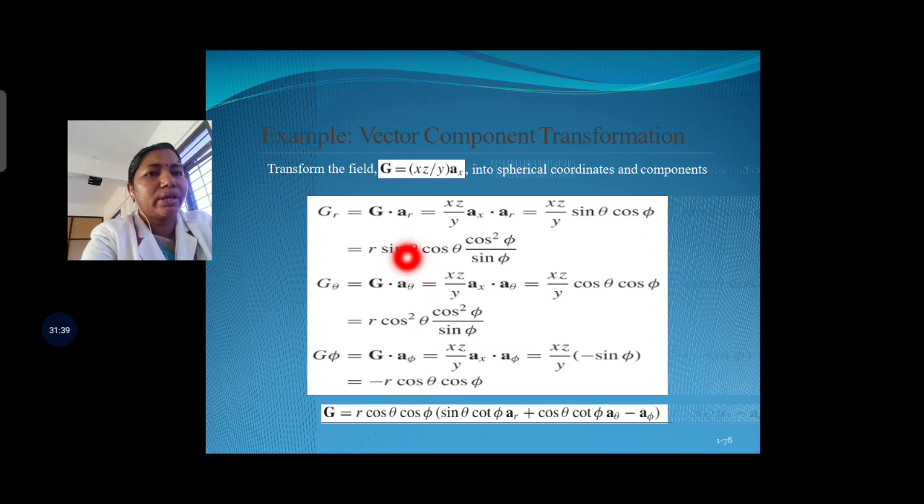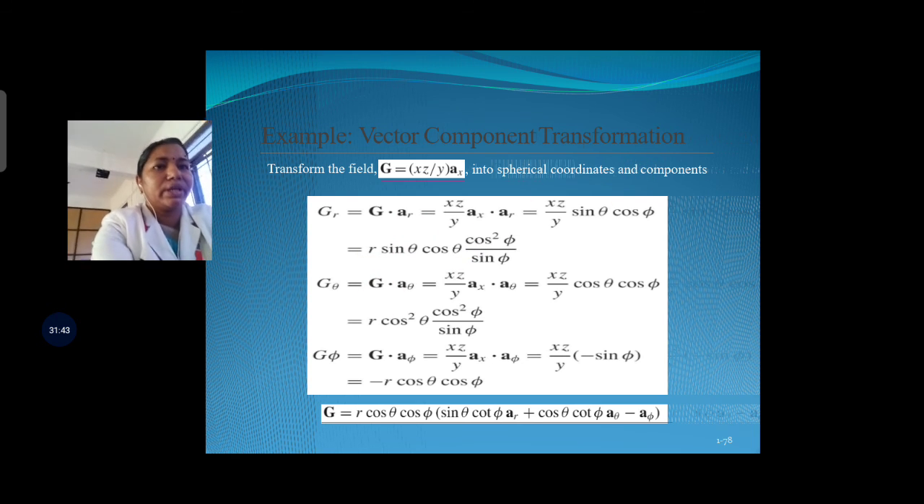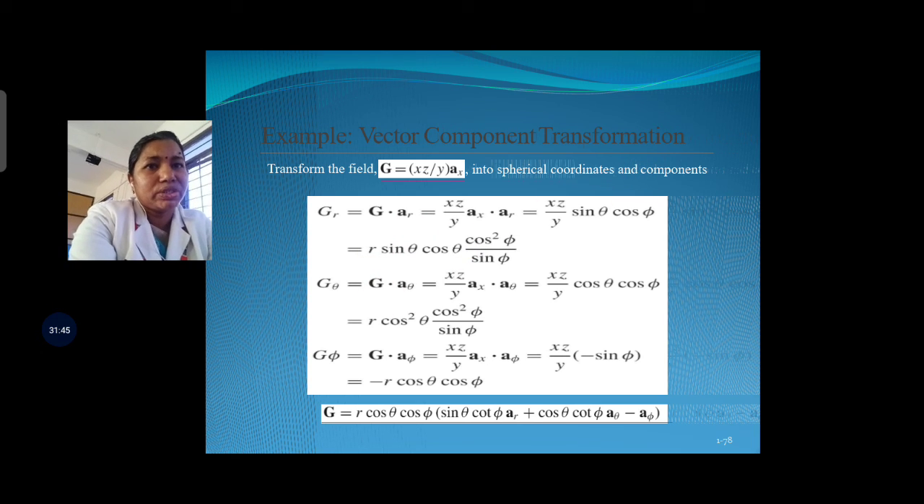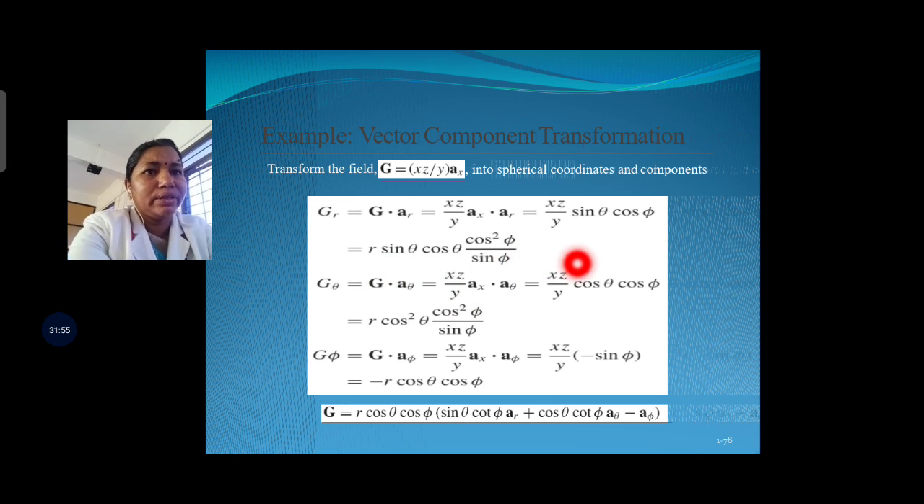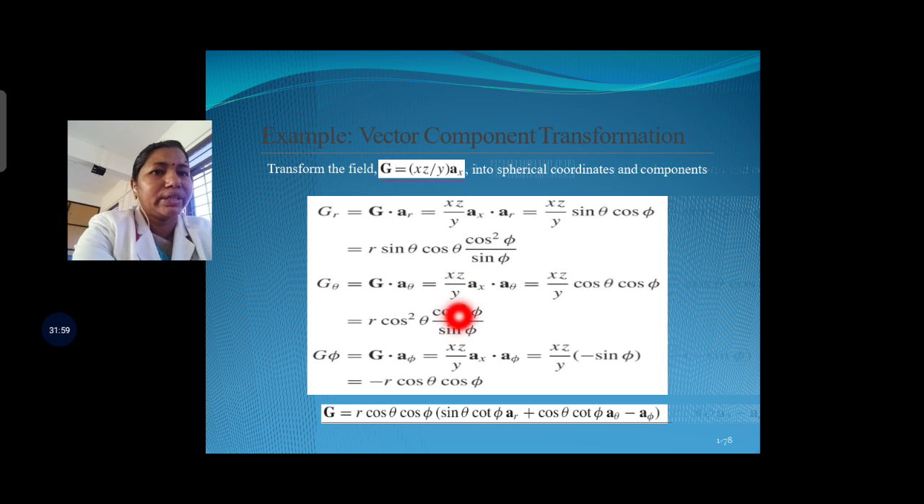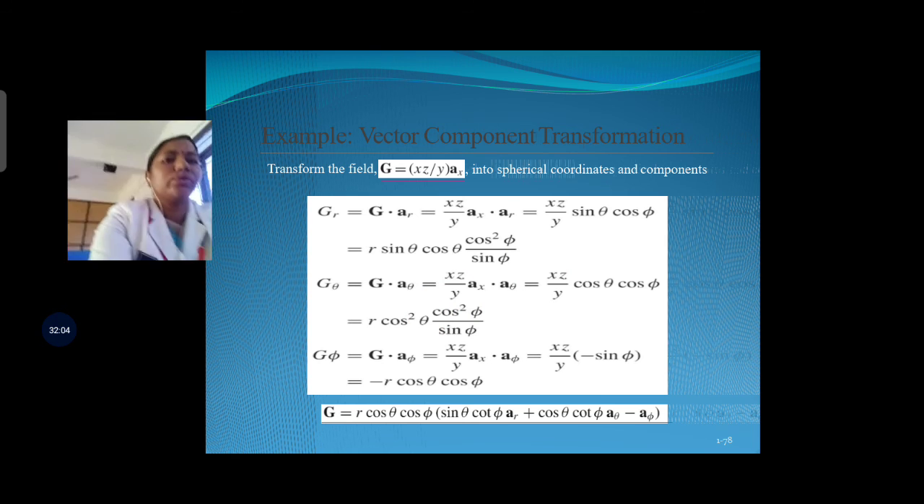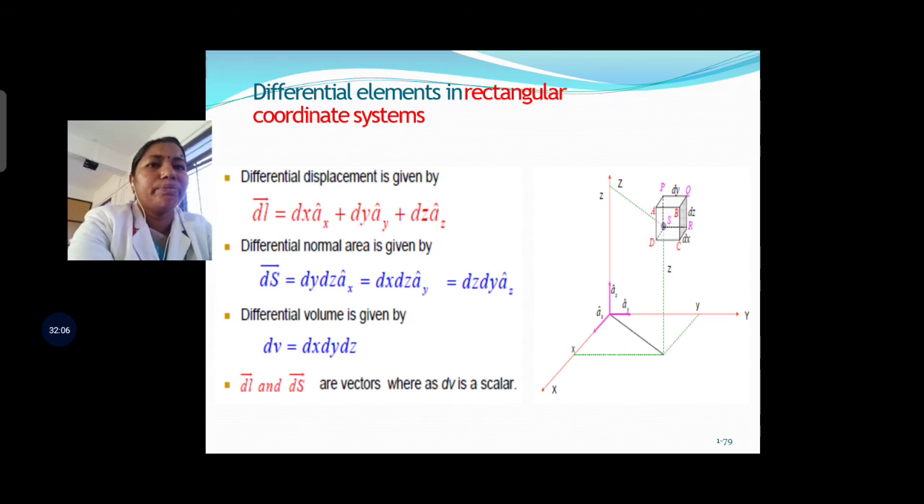Now we have to write all the answers in one equation, that is called G. So now we are getting the spherical coordinate system. G is equal to whatever G_r, G_theta, G_phi we have, we write it over here: r sin theta cos phi cos square phi by sin phi into a_r. Likewise here a_theta and a_phi. So just write the answer for the spherical coordinate system, r, theta and phi.